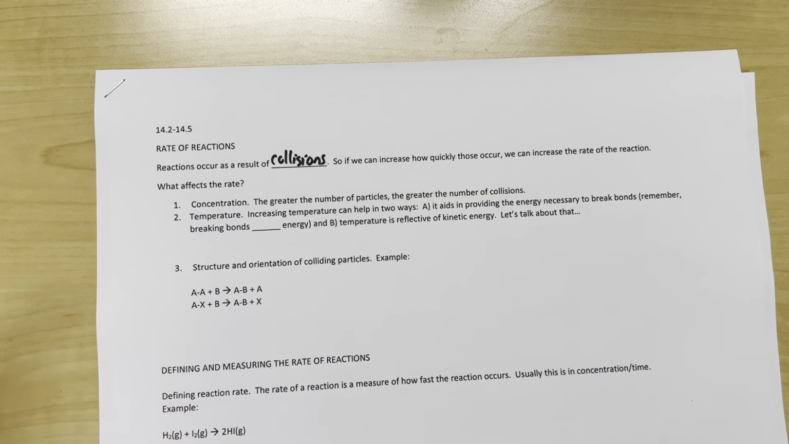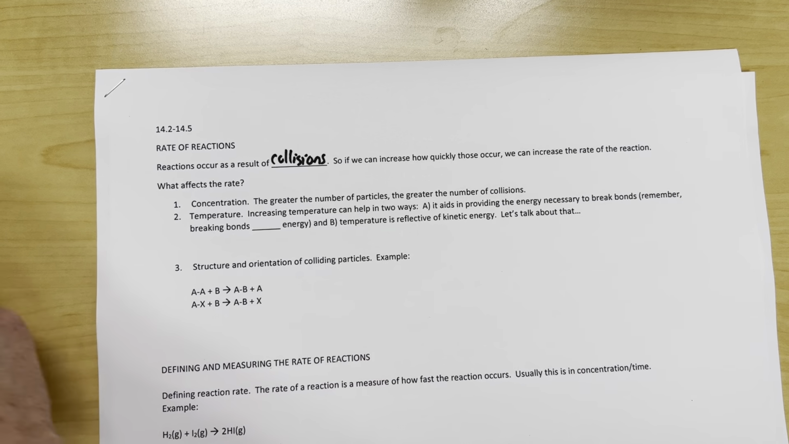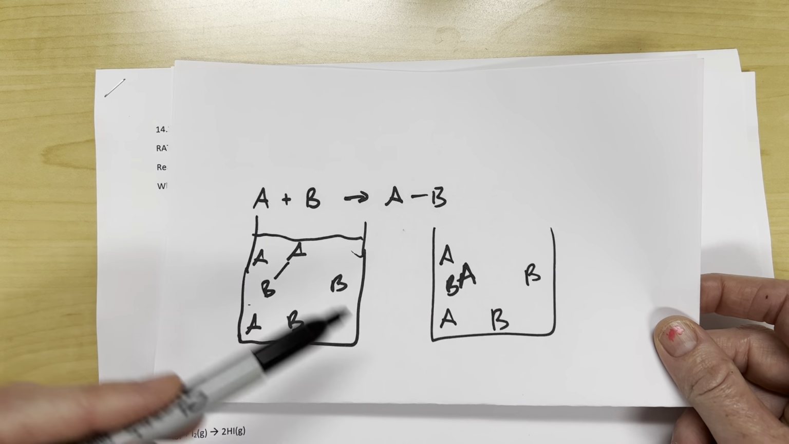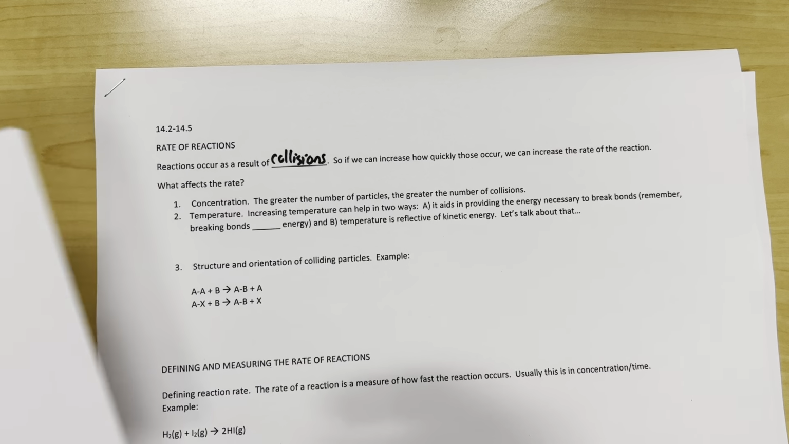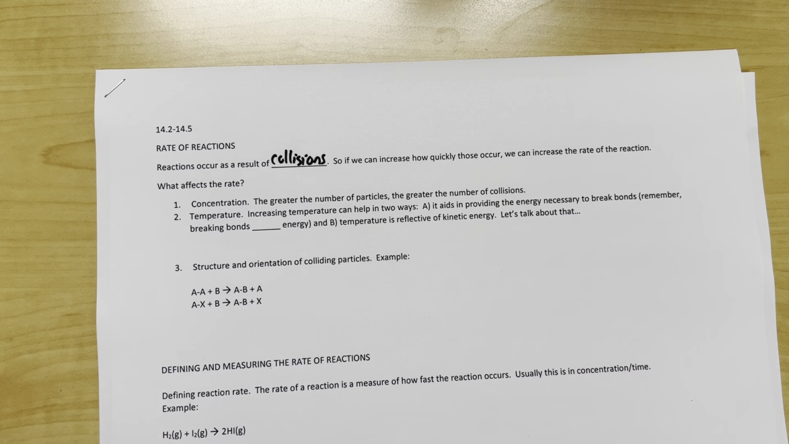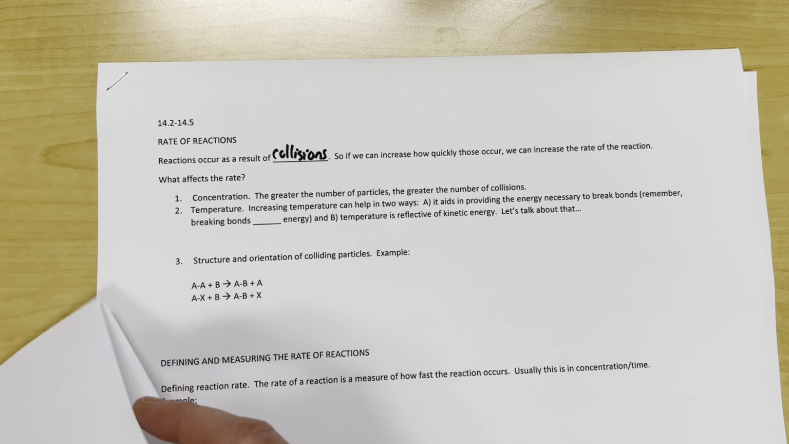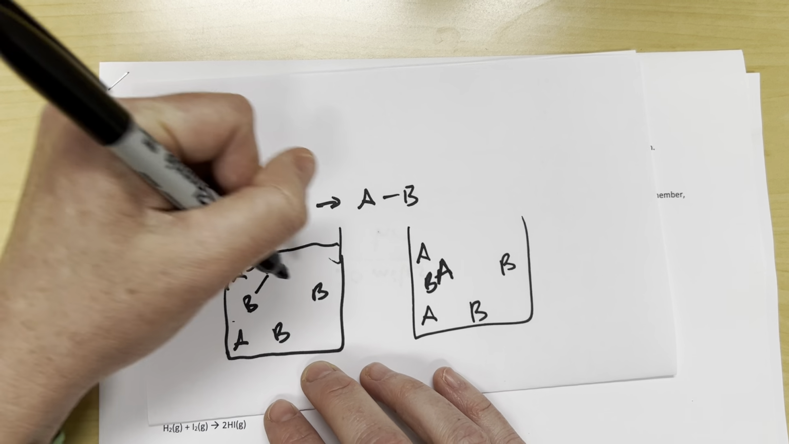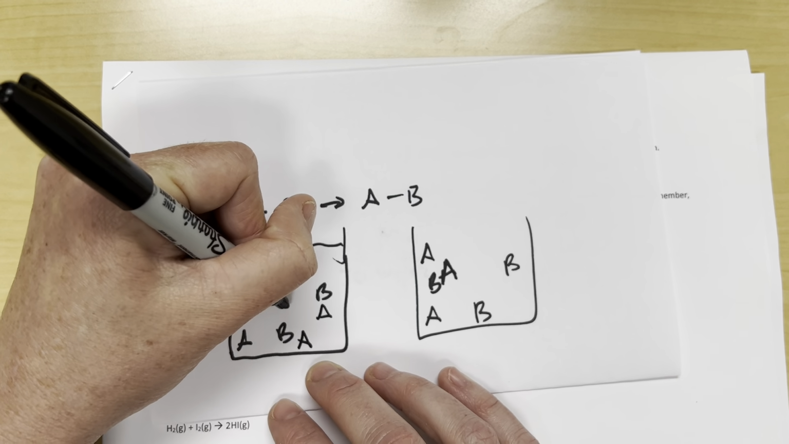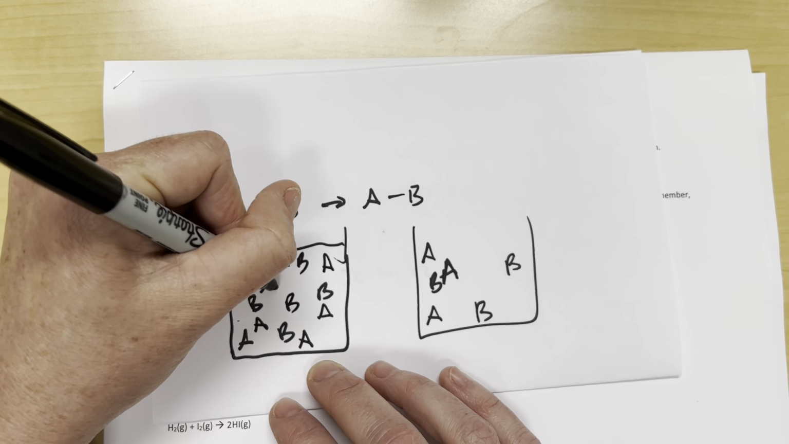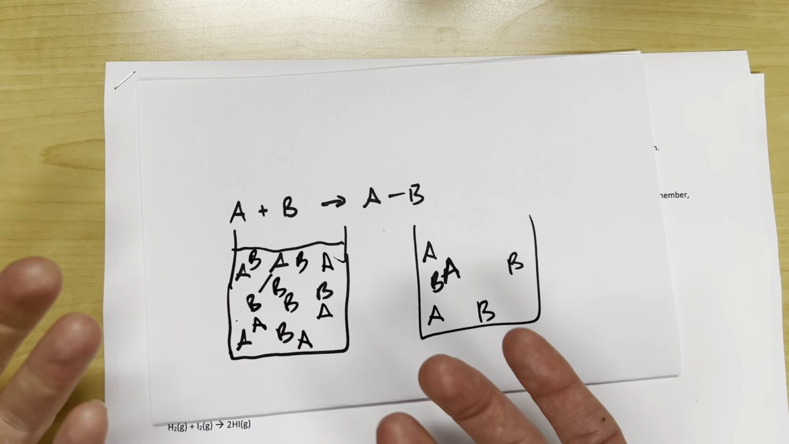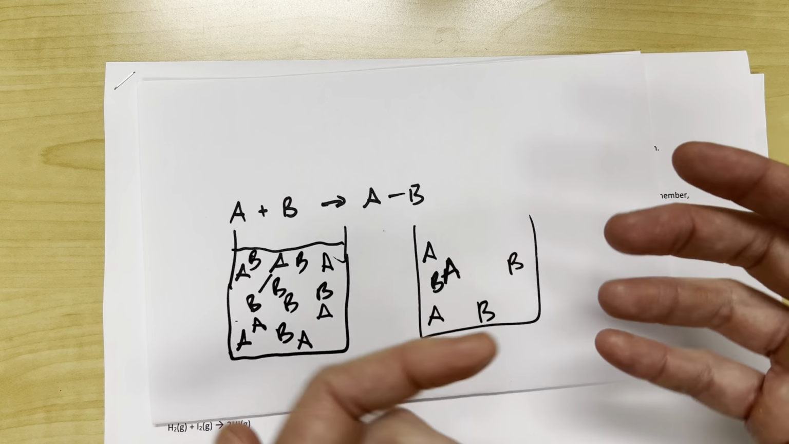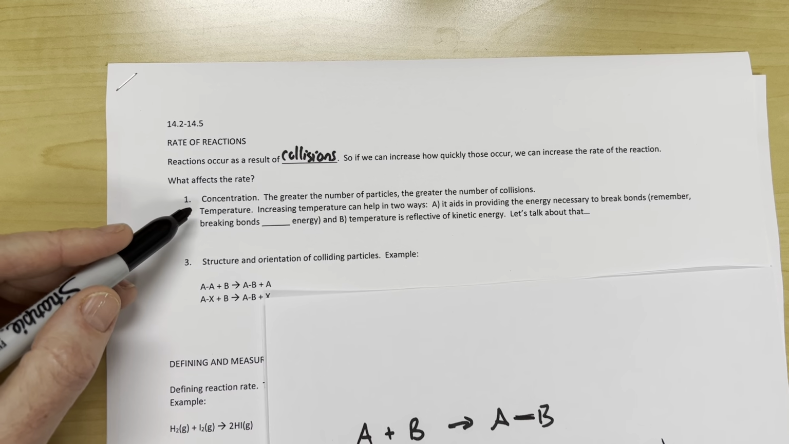So let's talk about the things that can affect the rate. If we can increase the number of collisions, in other words, if you can get A and B to smack each other a lot more, you're going to have a faster rate or a higher rate of the reaction. So there's several different things we can do. The first is concentration. Instead of just having A and B spread apart, if you add more of them, they're more likely to collide, and therefore you're going to have more of this AB compound, whatever it is. So concentration has an effect on the rate.